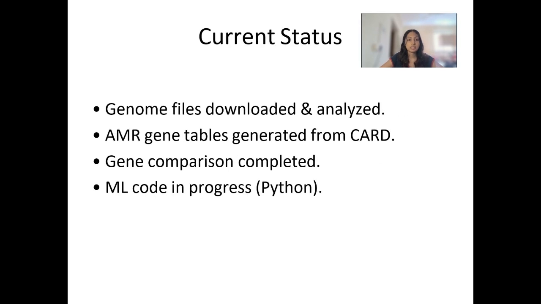Current status. So far I have completed the genome collection, AMR gene detection using CARD, and the creation of the gene matrix. Both ML models, SVM and random forest, are under implementation in Python, and initial results look promising. The dataset is small for now, but future versions can be expanded with more strains for better accuracy. My next steps include fine-tuning the models and possibly applying other classifiers like KNN or logistic regression.